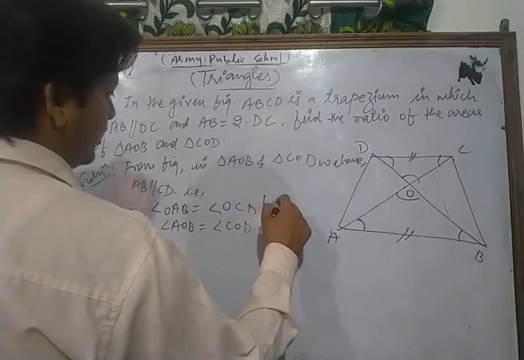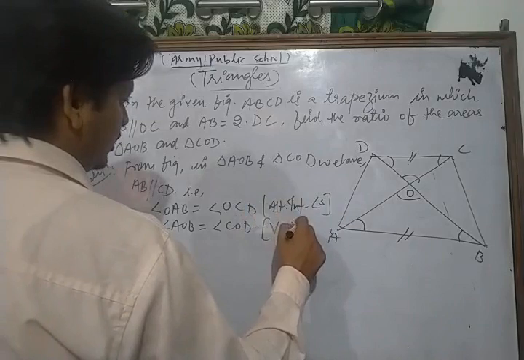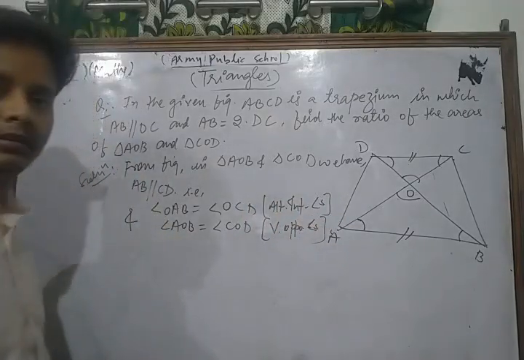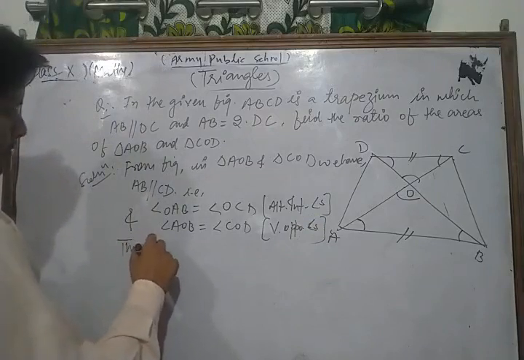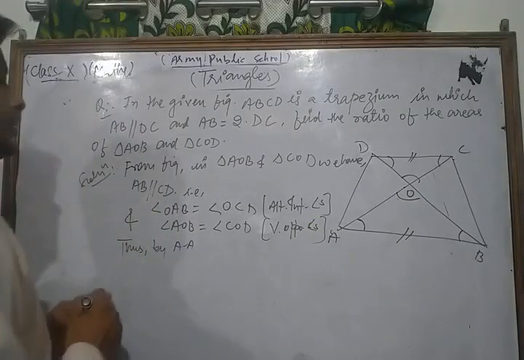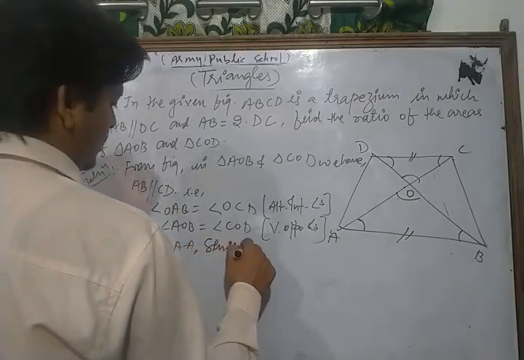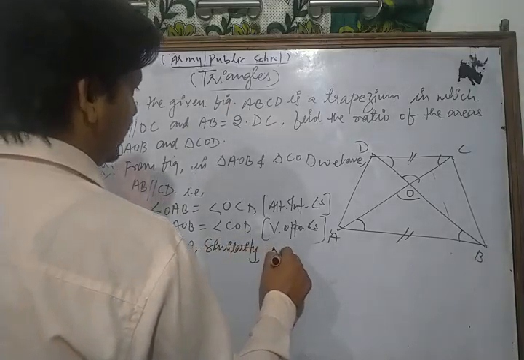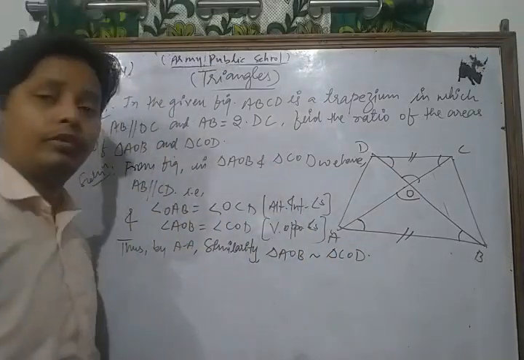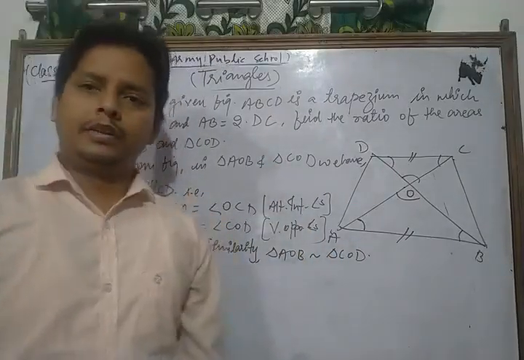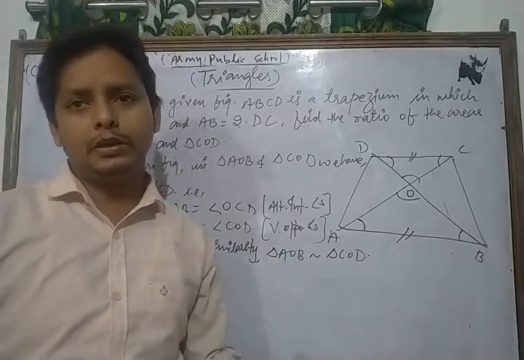Angle OAB and angle OCD are alternate interior angles, and these are the vertically opposite angles. Thus, by AA similarity, triangle AOB is similar to triangle COD. So first of all, we prove that both triangles are similar to each other.